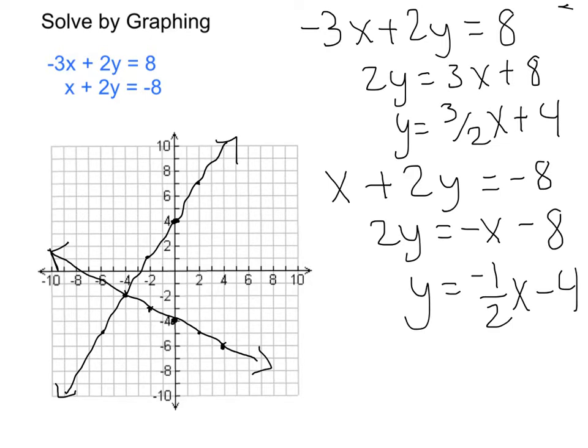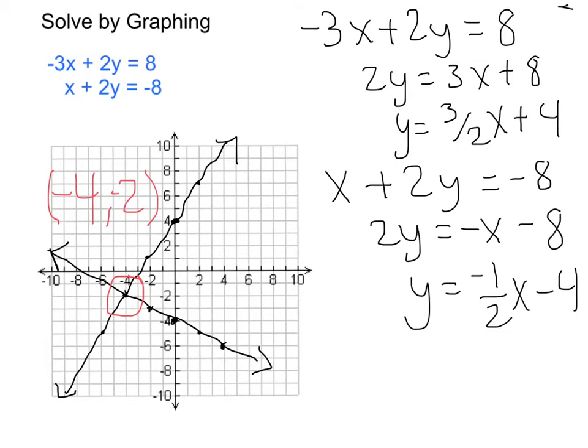The solution to a system of equations is the values for the variables that make both equations true. So in this situation, where the lines cross is the solution to the system. The lines cross at negative 4, negative 2.